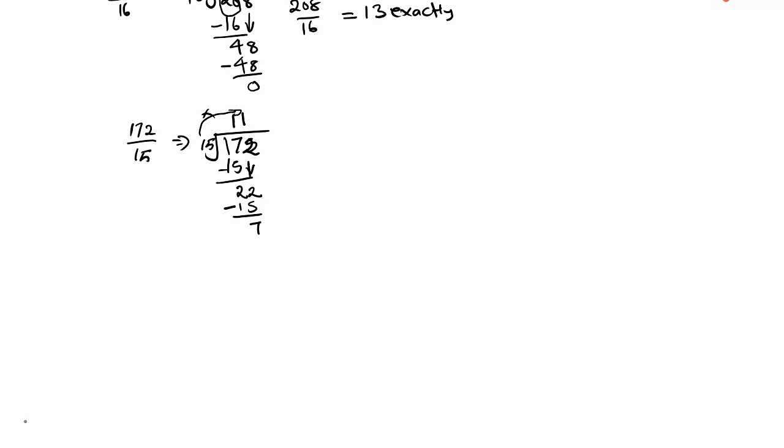So this means 172 divided by 15 is equal to 11, and the remainder is 7. So we have the remainder as 7 over 15, and this is how we put it. And this is the same as 11 and 7 over 15. So it means 172 divided by 15, you will get a remainder of 7. Or in other words, 15 goes into 172 11 times with a remainder of 7.